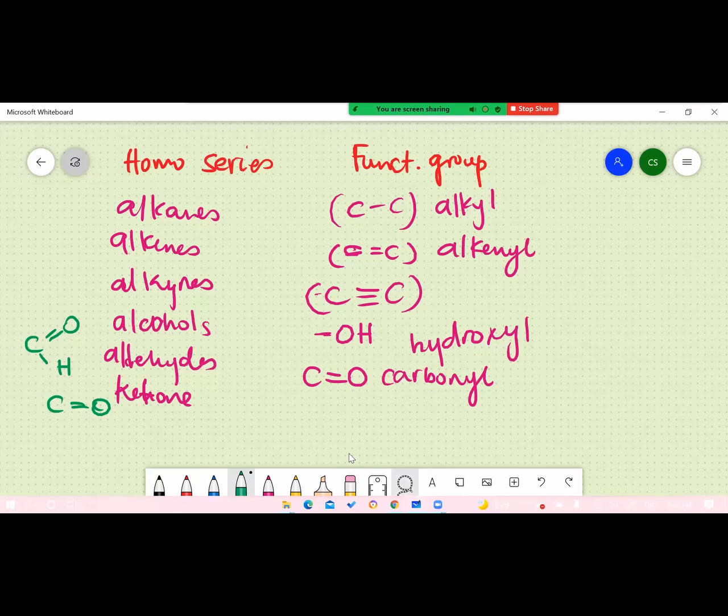And alkenes and alkynes, the third one doesn't have a name for the functional group.